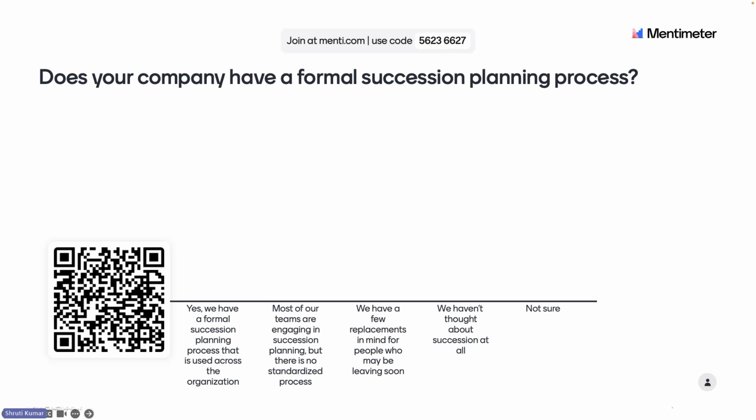Now, you can use your phone or perhaps another browser on your computer to access this poll. And I want to hear about your experience within your own company. So does your organization have a formal succession planning process? And I'll give you a few moments to answer this poll. Once you answer the question, you will have to hit submit for it to populate on my screen. And if the correct question isn't coming up, you may just need to refresh your screen.